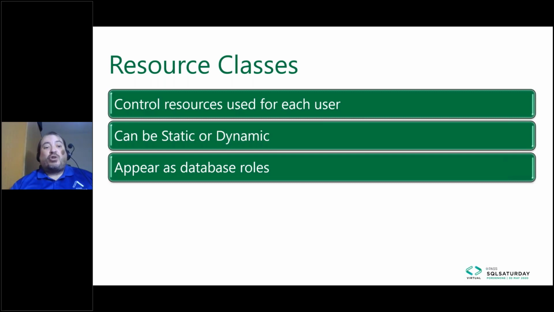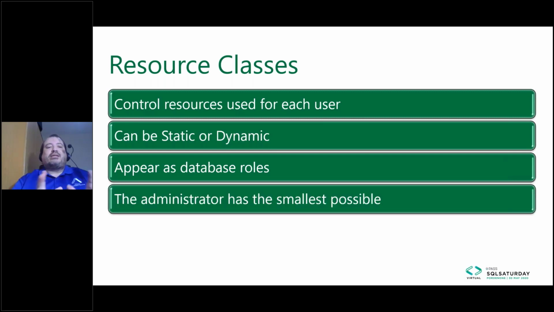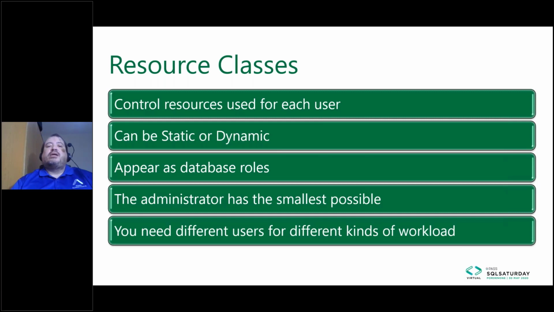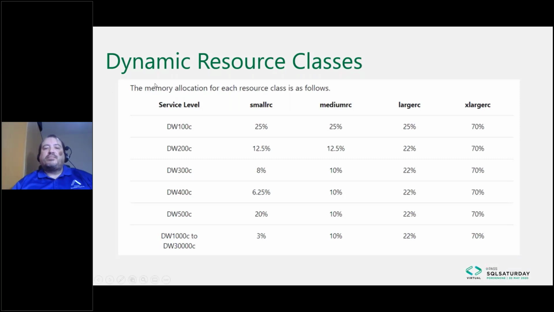And these are database roles. The highlight is that the administrator always uses the smallest resource class possible, so the administrator has the worst performance possible. The first thing that we need to do is to create a user with a better resource class. Here we see the distribution of resources among the resource classes, in this case memory allocation. So we need to create users allocated to different resource classes.